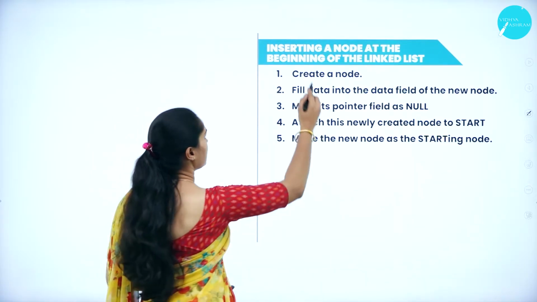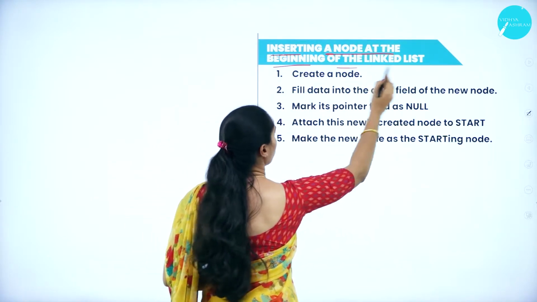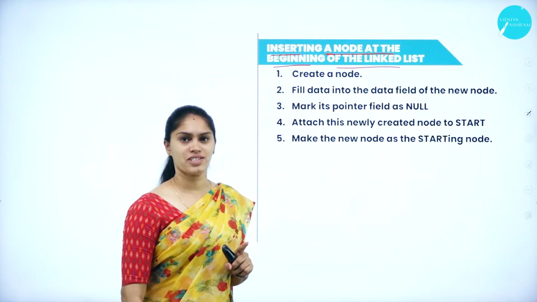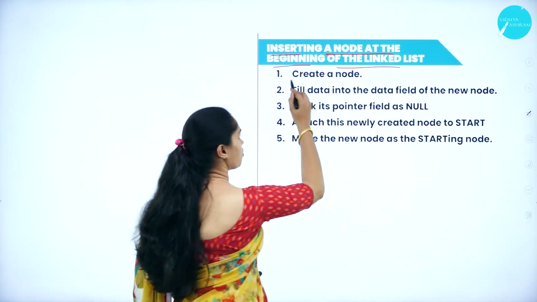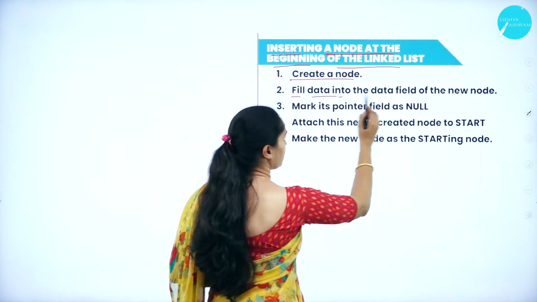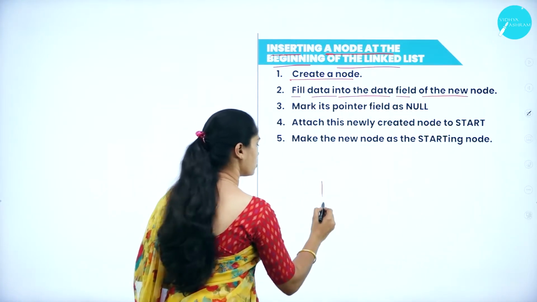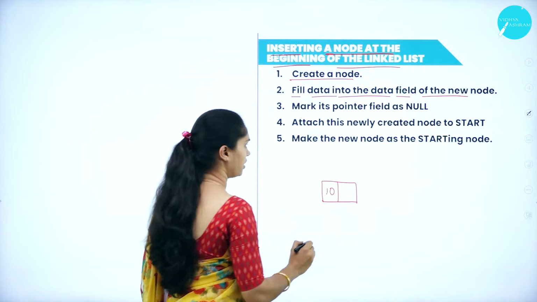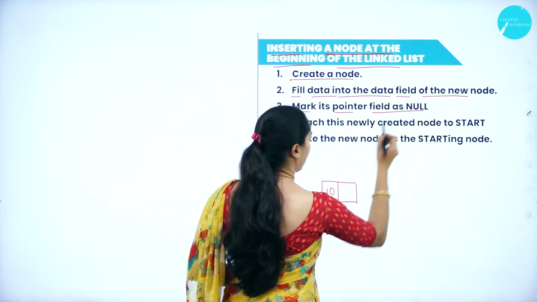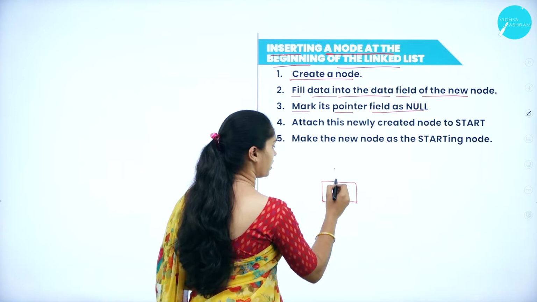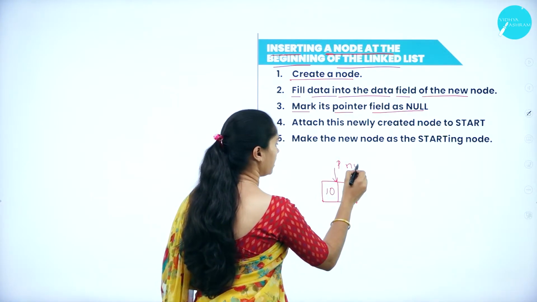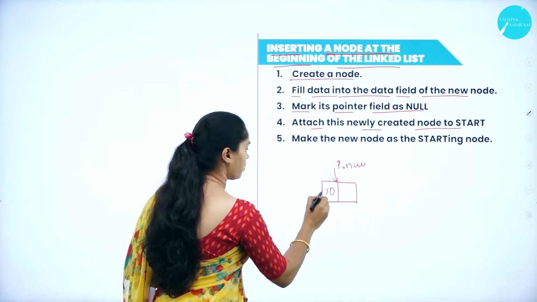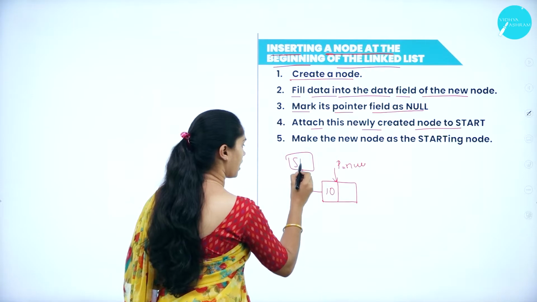Now we'll see inserting a new node at the beginning of a linked list. In order to do that, I have to create a node first. That is step 1. Fill data into the data field of the new node. So I have to create one new node, put data into it, mark its pointer field as null, and attach this newly created node to start.